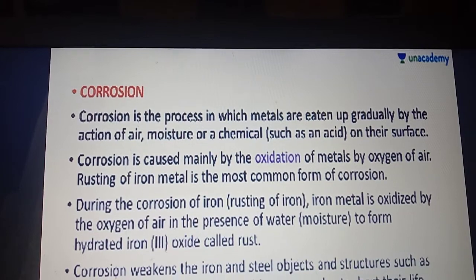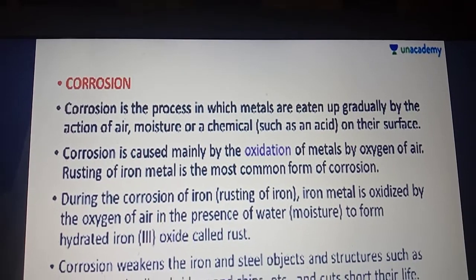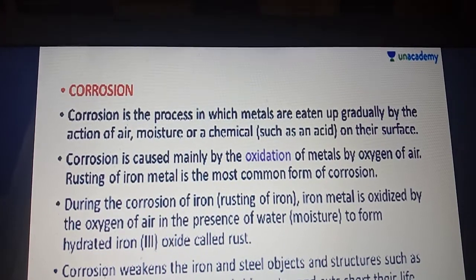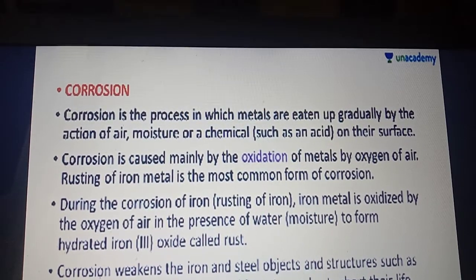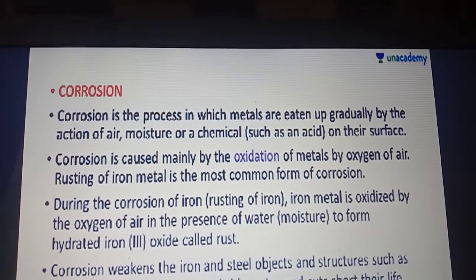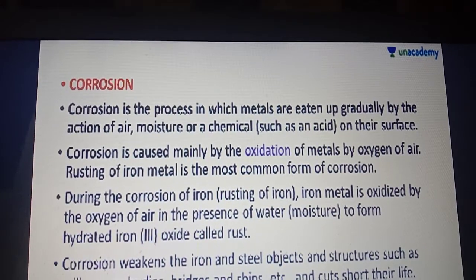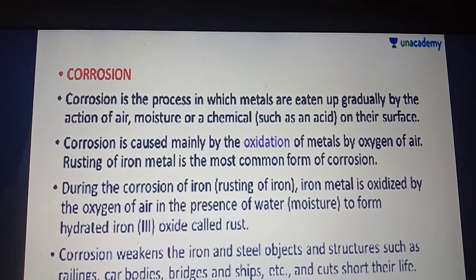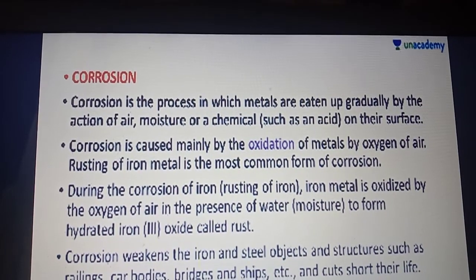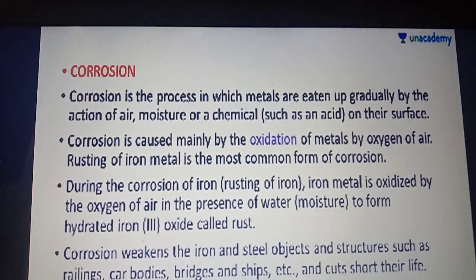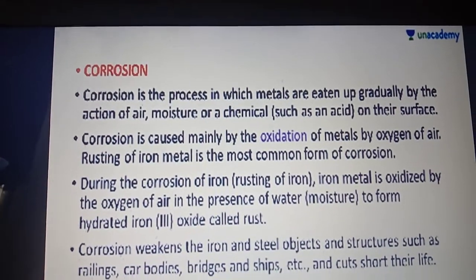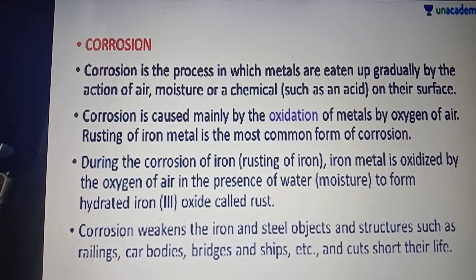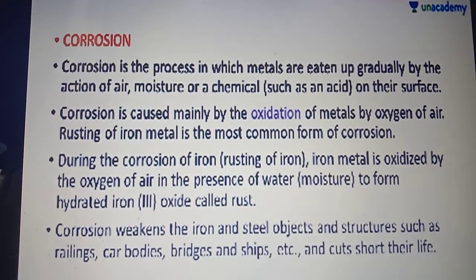So corrosion is the process in which metals are eaten up gradually by the action of air, moisture or a chemical such as an acid on their surface. Corrosion is caused mainly by the oxidation of metals by oxygen. Rusting of iron metal is the most common form of corrosion. So, in case of iron metal, we call it rusting. For other metals, we use the term corrosion.